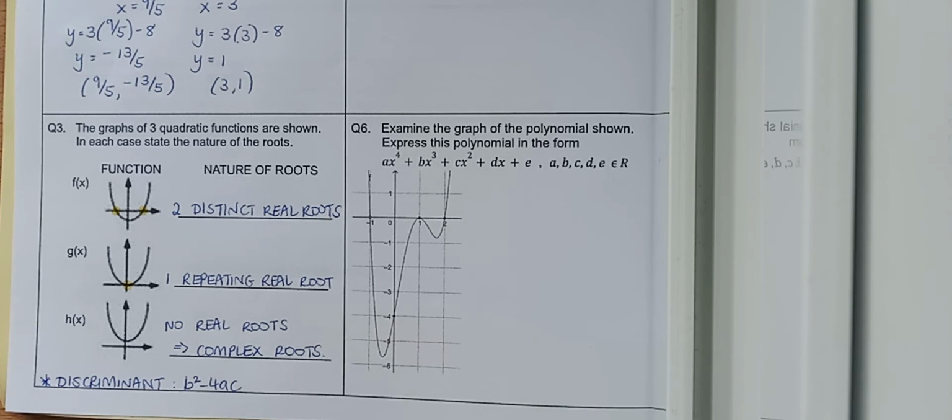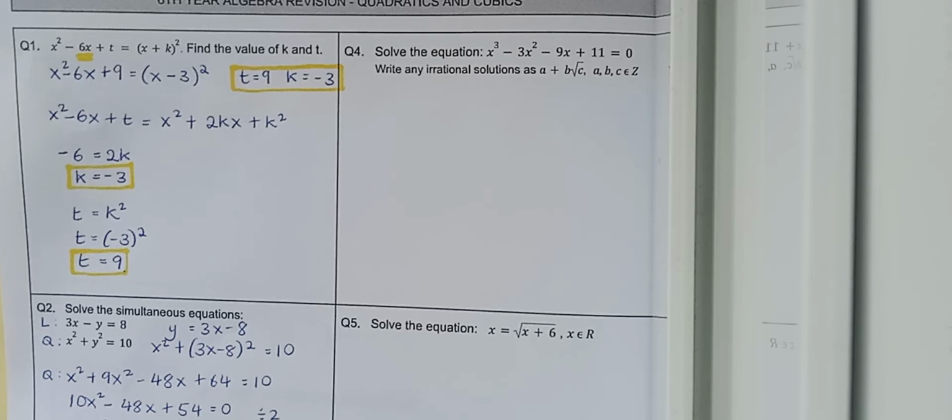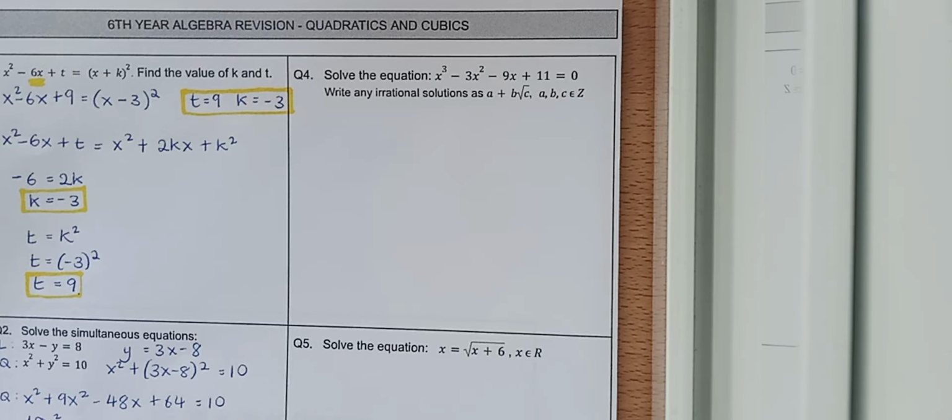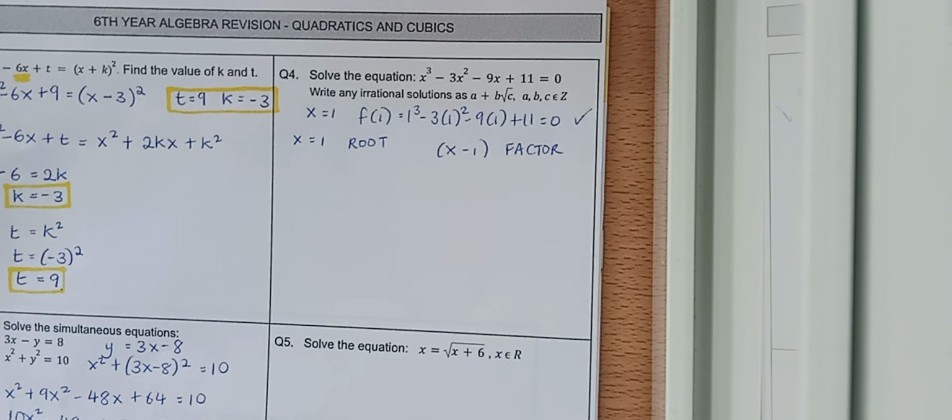Remember, in some questions you might be asked to do a calculation to decide which of the above cases that you're dealing with, and in that case the discriminant b squared minus 4ac is going to be useful, because you're going to find that it's greater than 0 in this case, equal to 0 in this case, and less than 0 in this case. In question 4, we're looking at a cubic. I'm going to set up the array for this, but first I'll find a root by inspection. 1 will work, and if x equals 1 is a root, then x minus 1 is a factor.